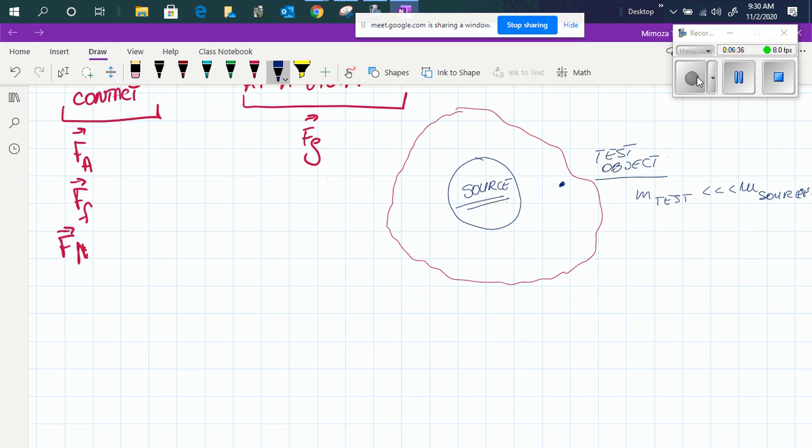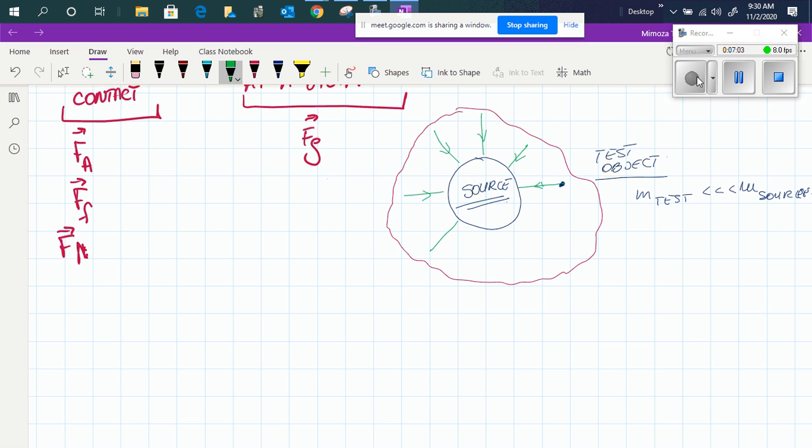And as we put the object in the area where the field exists, then we will see the interaction. In this case, when we put the object here, what we see is that the test is attracted to the center of the mass. And then we put it somewhere in here, and the test is attracted to the center of the source.